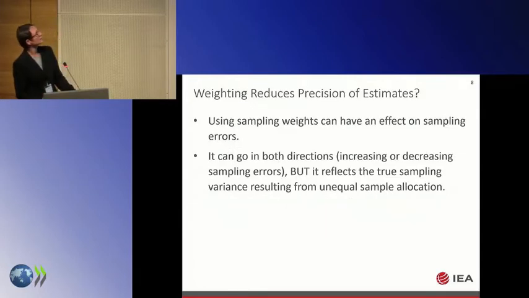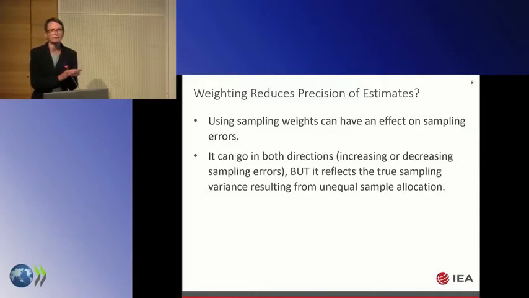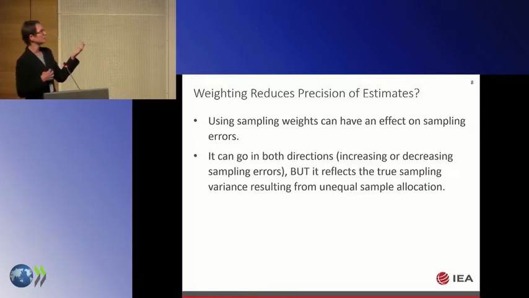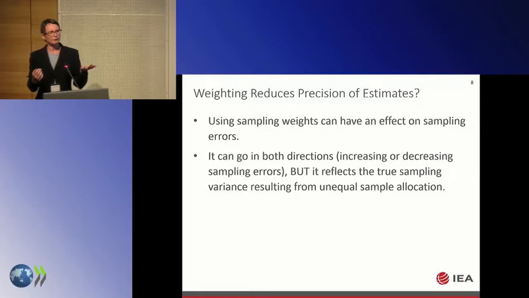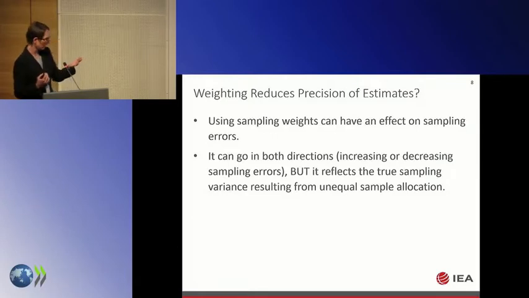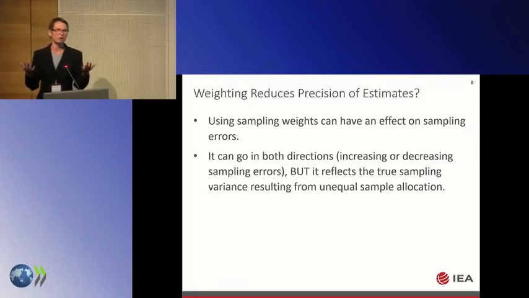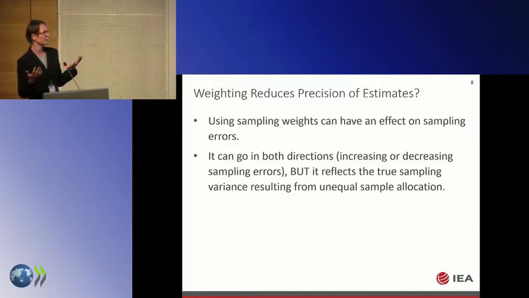Okay, weighting reduces precision of estimates. So that was something I really stumbled over. I think you mentioned it in your paper, and you showed a very famous paper from the 70s or so, where basically the people were doing weighted modeling versus unweighted modeling, and the standard errors were bigger when you used the weights. Now, Peter mentioned it.